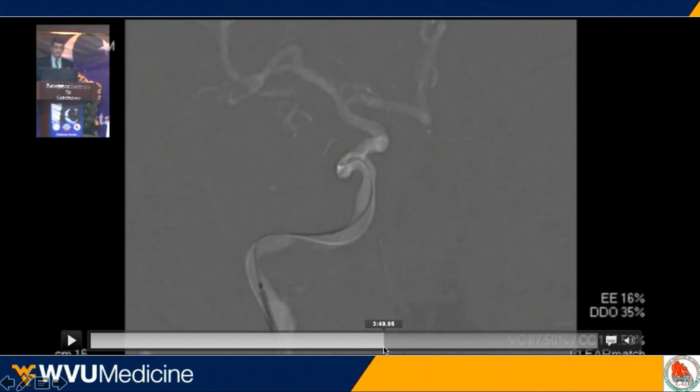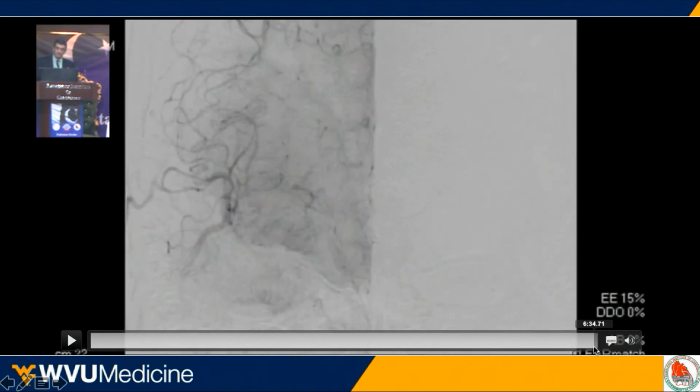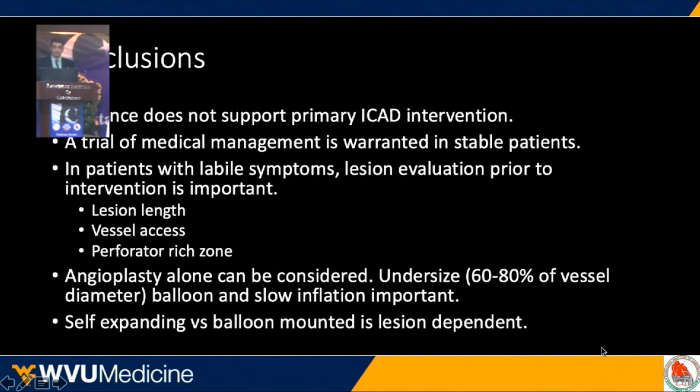So at this point, I said we're not going to go through that exercise again. We take a balloon-mounted coronary stent, bare metal, and deploy with one inflation, which avoids the use of exchange length procedures. So conclusion, evidence does not support primary ICAD intervention like it does for primary PCI.